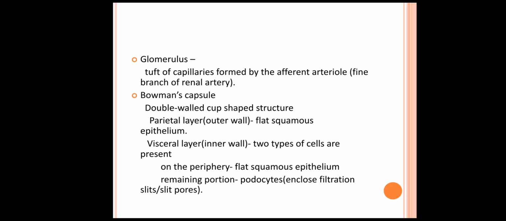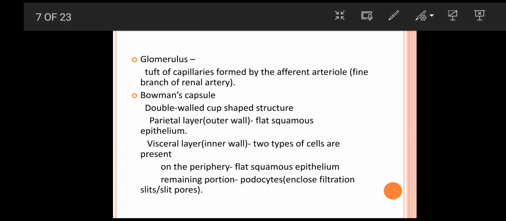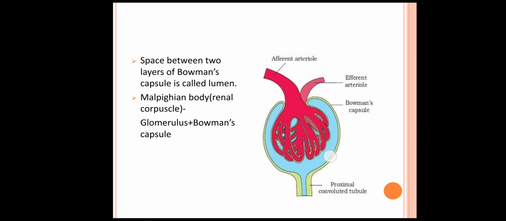Now, the Bowman's capsule is a double walled layer which consists of an outer wall and an inner wall. It is this inner wall which contains the filtration slits or pores through which the blood is filtered. The space between the two layers of Bowman's capsule is called the lumen. Now, this glomerulus and Bowman's capsule together are called Malpighian bodies.